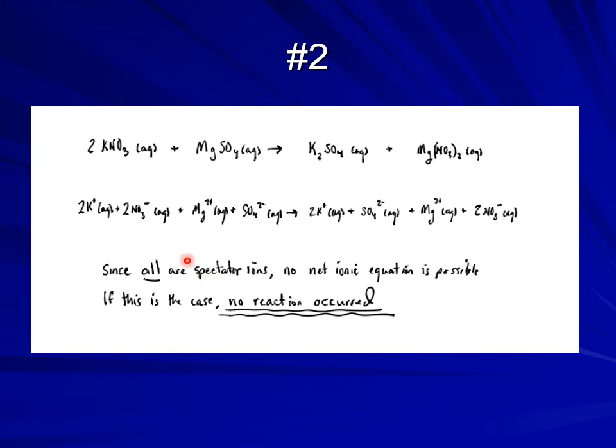Now, the second example had potassium nitrate reacting with magnesium sulfate, again, both aqueous, forming potassium sulfate. Anything with potassium is always soluble, and so this is. And magnesium nitrate. Anything with a nitrate is soluble, so this is soluble. So everything is aqueous. I can do a full or a complete ionic equation. Even the products are going to be broken up into ions, and so dissociated completely. But down here, since all are spectator ions, there is no net ionic equation possible for this reaction. If this is the case, no reaction technically has occurred.